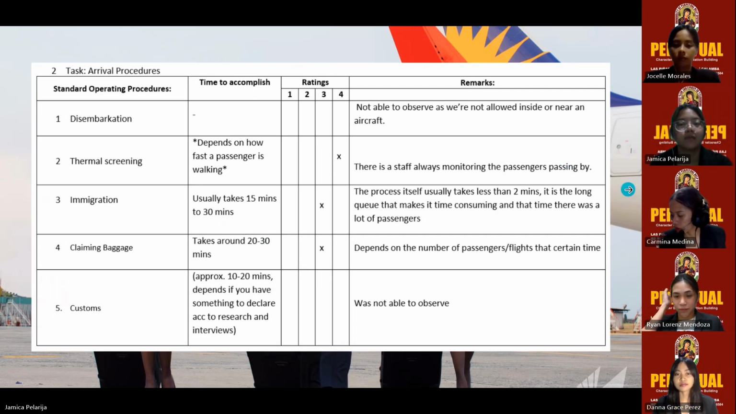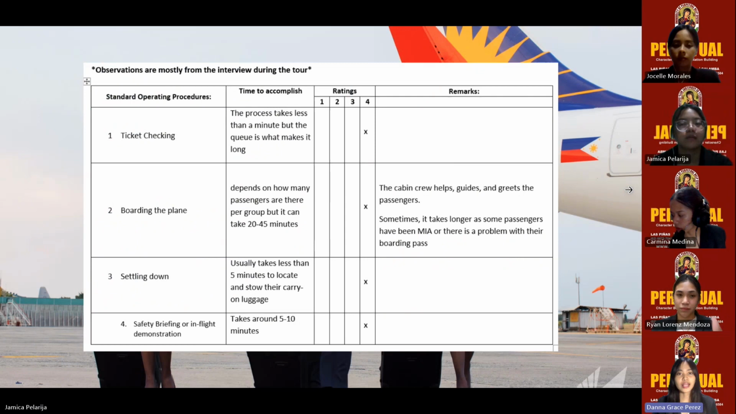Next. So lastly, we have the standard operating procedure for the boarding, which are the ticket checking, boarding the plane, settling down, and safety briefing, or in-flight demonstration. From our interviews, it seemed that all of these procedures are followed and thoroughly executed. So, let's have the next reporter.